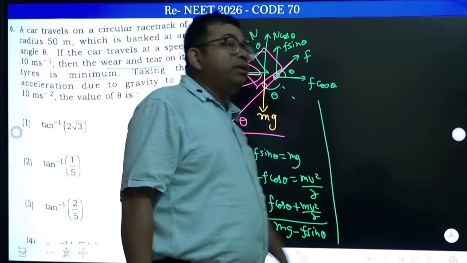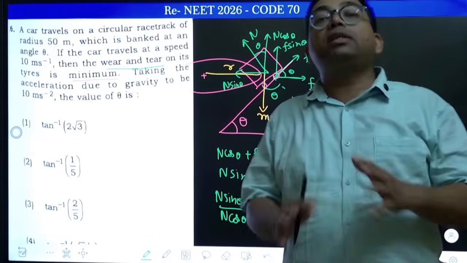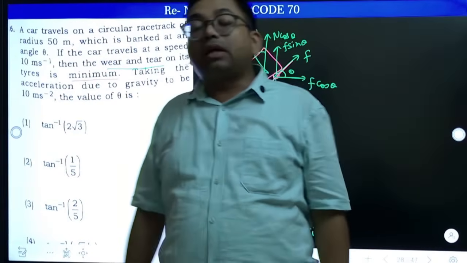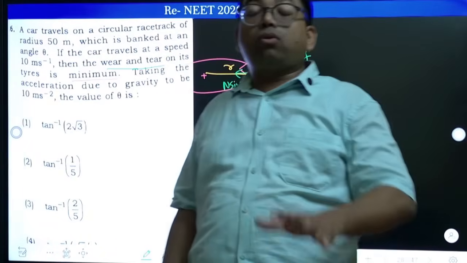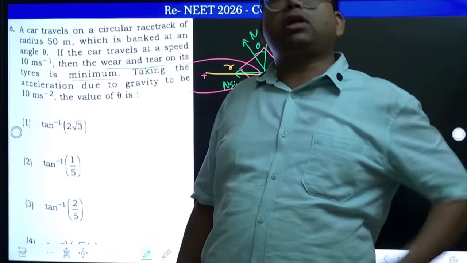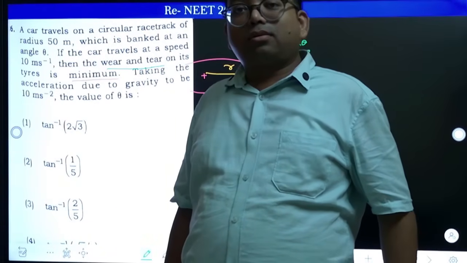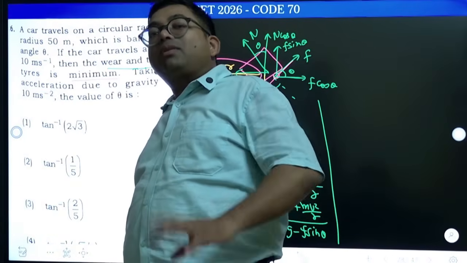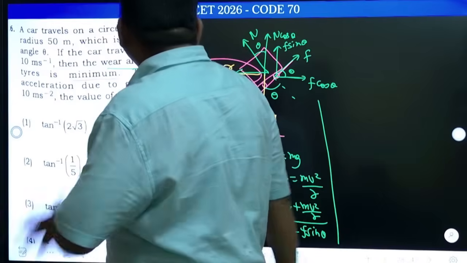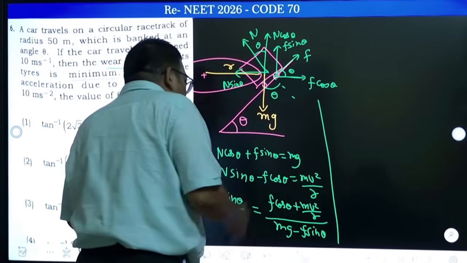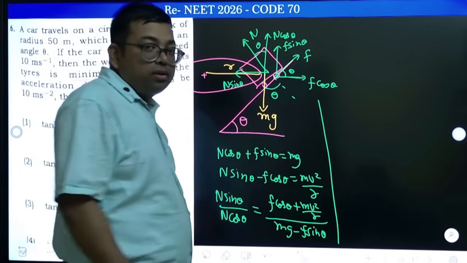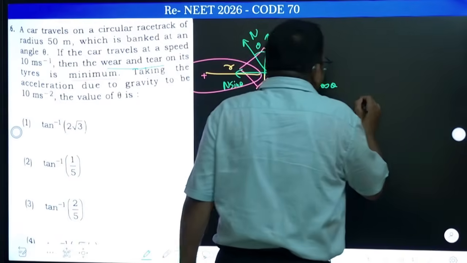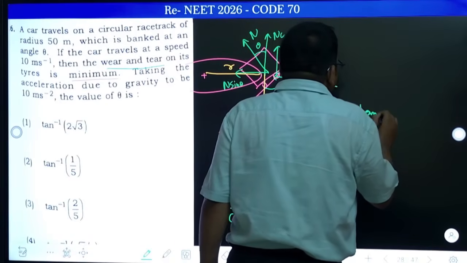Wear and tear on its minimum means, can we take friction as 0? No friction. Friction has no role. I can save time in calculation because minimum friction can be taken as 0, isn't it? If I say friction is 0, then the game is over, because then we can simply calculate.